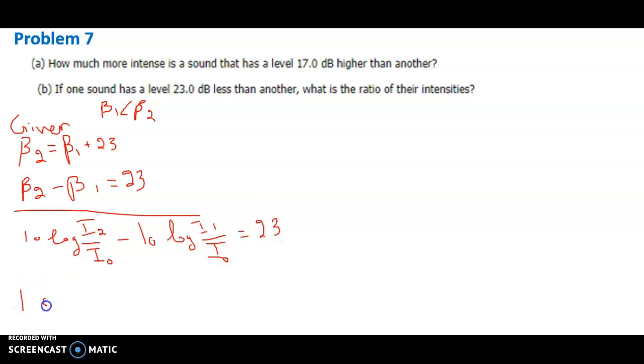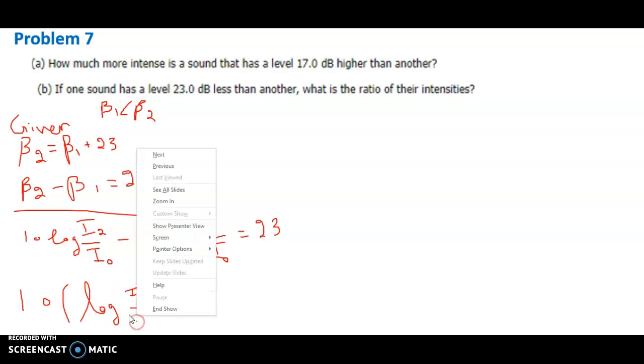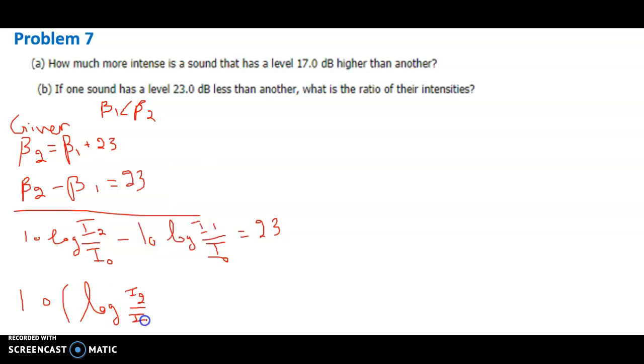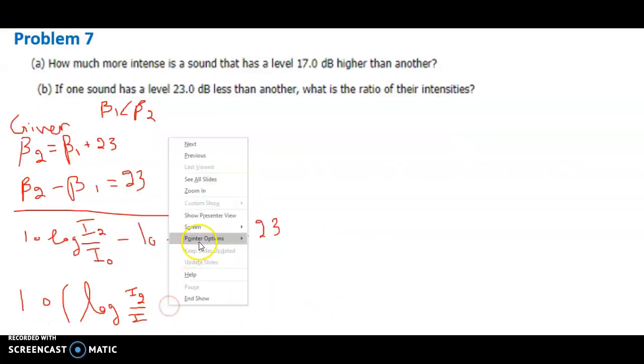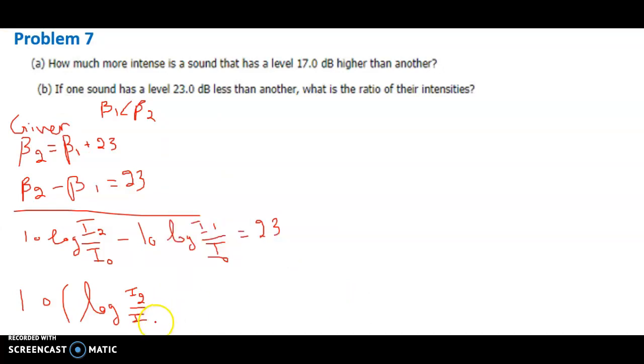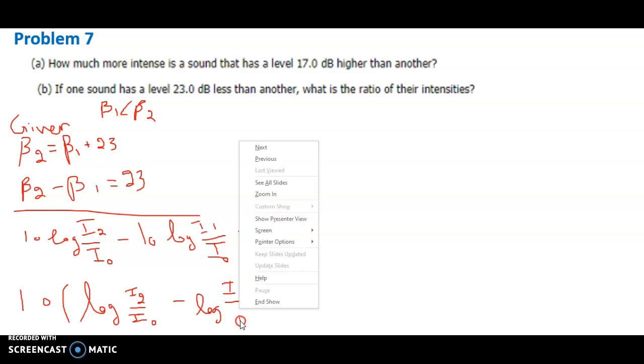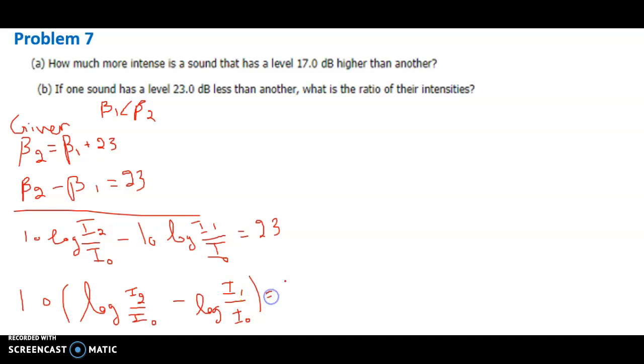Take 10 in common. We're left with log I2 over I0 minus log I1 over I0. So this is equal to 23.